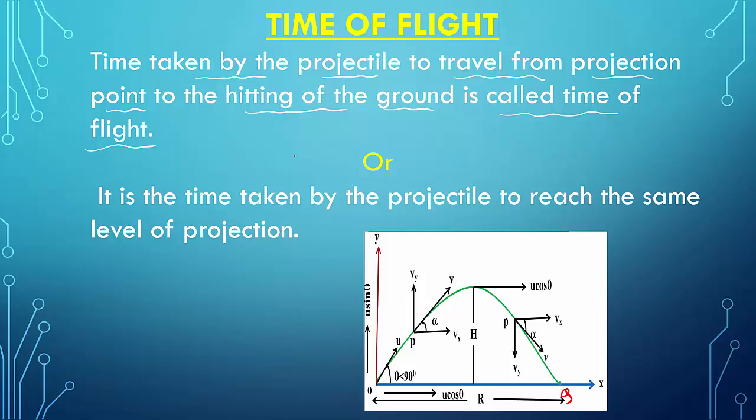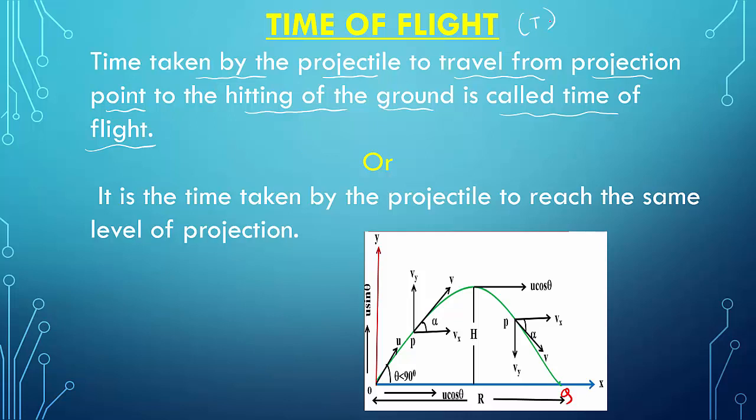To reach the same level means we project the body from the point O on the ground, and again it comes back to the ground. From the ground to the ground, the time taken by the projectile is called time of flight, and it is denoted by capital T.